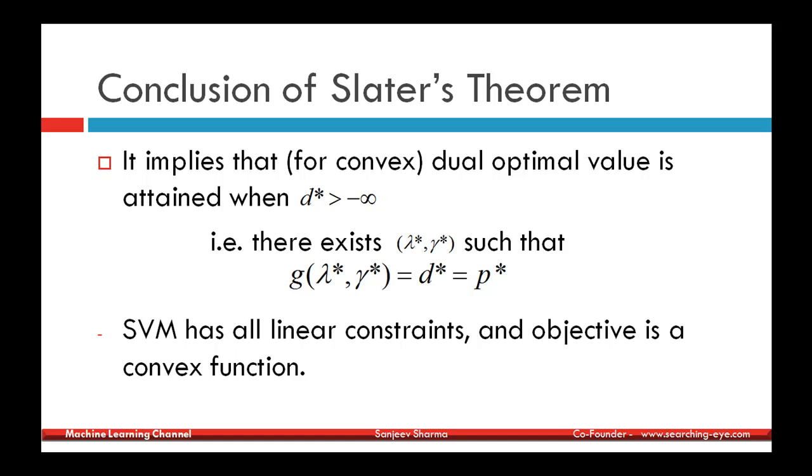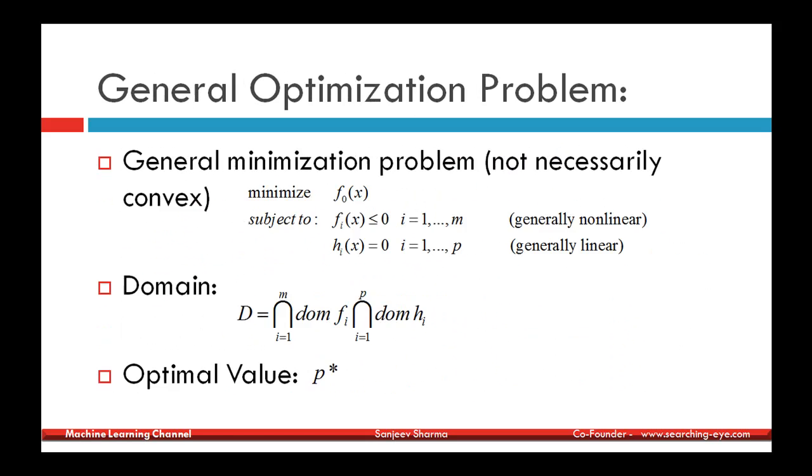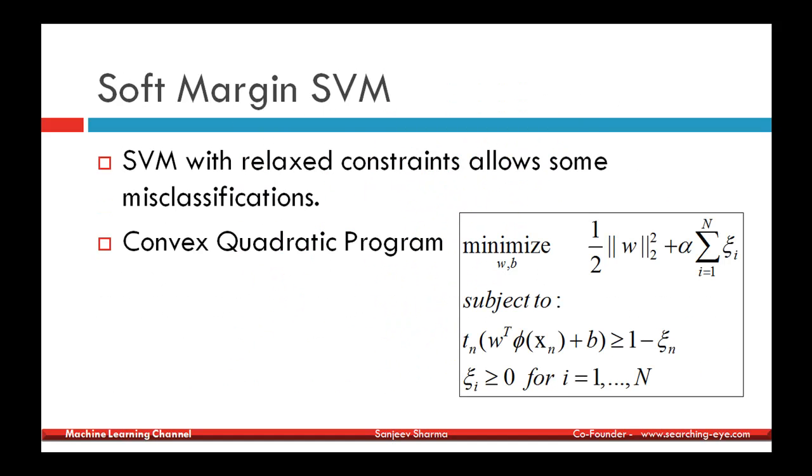And as I mentioned, SVM has all the affine constraints and the objective is a convex function, so strong duality holds for the SVM. Here is the soft margin problem. These eta i's take care of this constraint, that is, due to the eta i for the non-separable, overlapping case, each of the constraints will be satisfied because this value may become less than 1, and therefore eta n will adjust itself accordingly to satisfy these constraints.